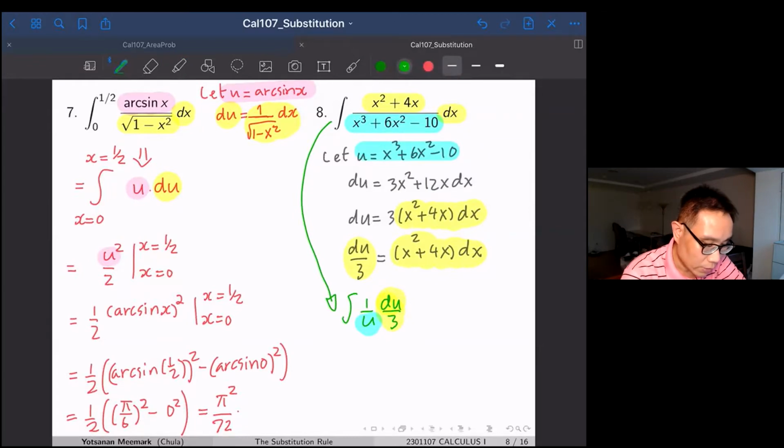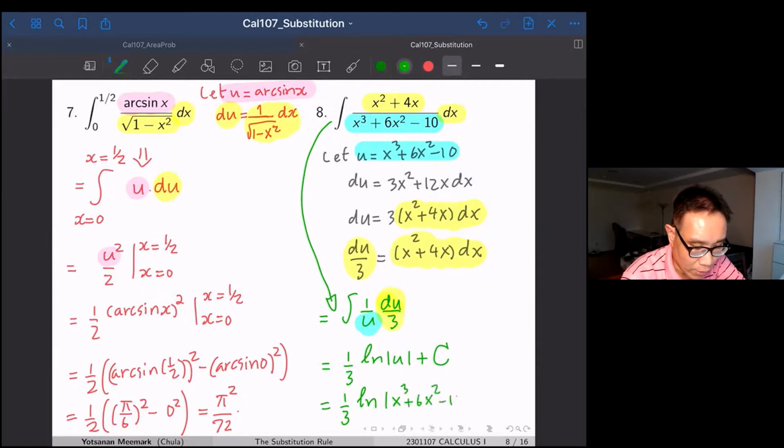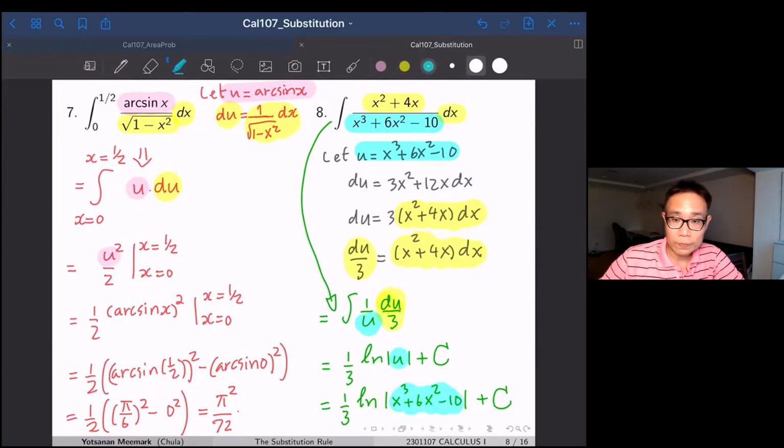So for this one, it's going to be 1/3 log absolute u plus c. So it's going to be 1/3 log absolute x cubed plus 6x squared minus 10, plus c, and this one will be your u. So you have log u. That is the integration by substitution.